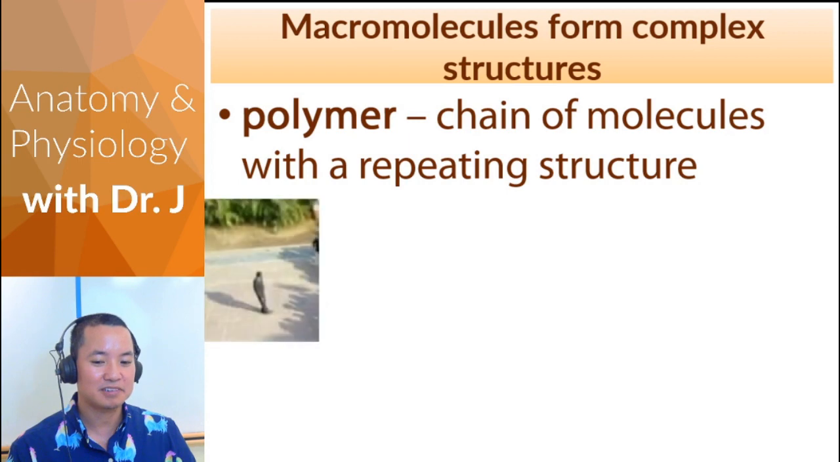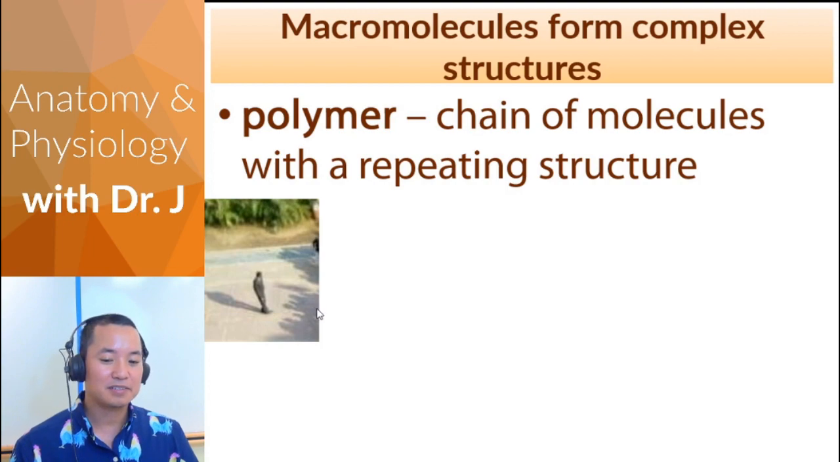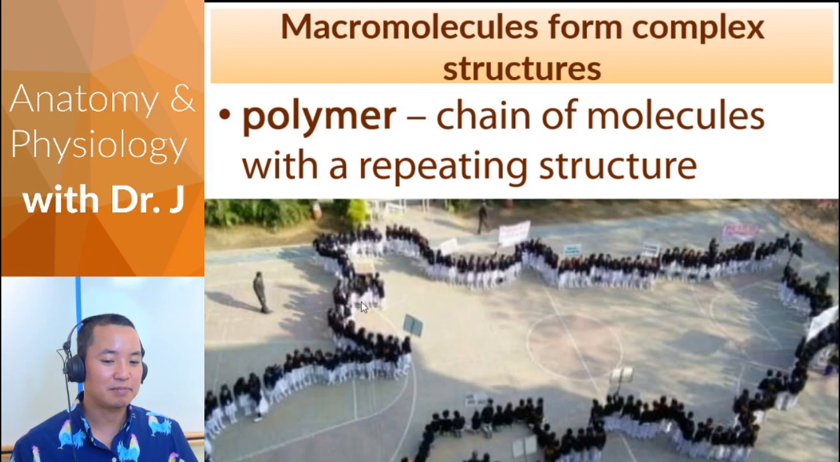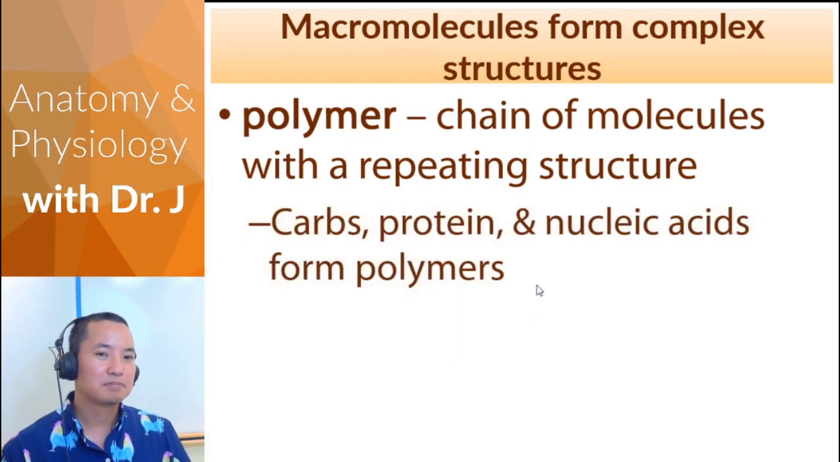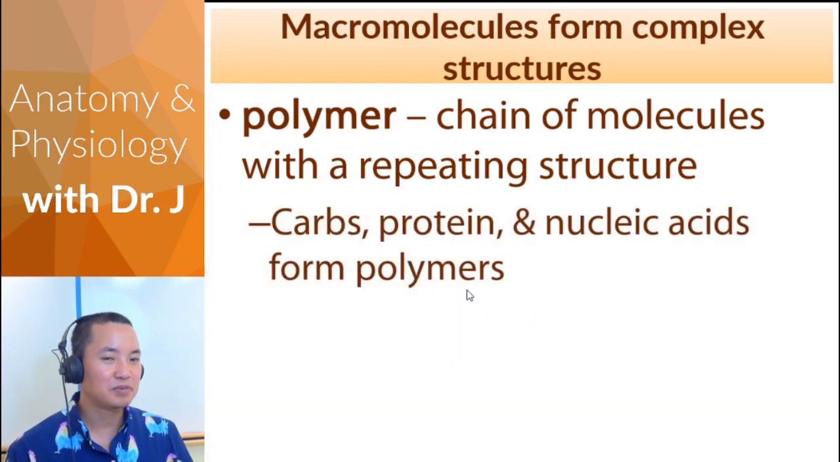So say this poor guy who's social distancing himself is some sort of subunit of a polymer. Well, when you have a polymer, you have repeating units of the similar molecule all across and linked together somehow. So this is a single subunit, and this is a polymer that repeats itself over and over again. Alright, so carbs, proteins, and nucleic acids, they do form polymers.